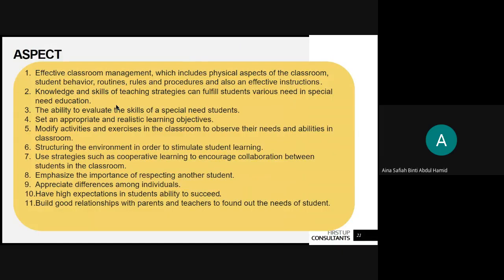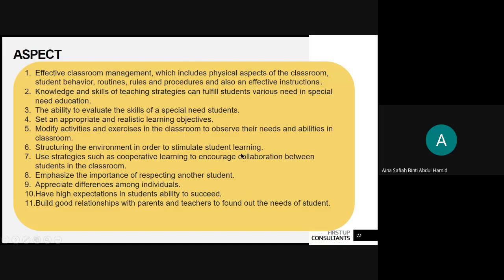Okay, then we go to the aspects in the classroom. Okay, number one, effective classroom management, which includes the physical aspect of the classroom, student behavior, routines, rules, and procedures, and also effective instruction. Okay, number two, knowledge and skills of teaching strategies that can fulfill students' various needs in special needs education. Okay, the third one, the ability to evaluate the skills of a special needs student. And then number four, set appropriate and realistic learning objectives. And number five, modify activities and exercises in the classroom to suit their needs and abilities. And then number six, structuring the environment in order to stimulate student learning.